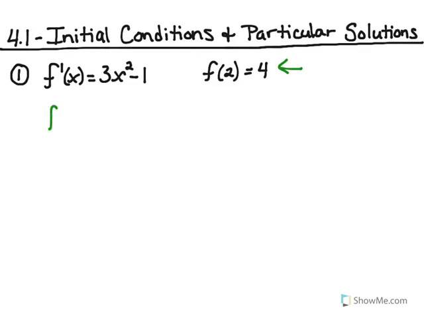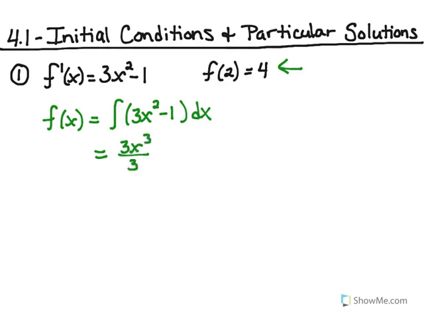So the first thing I need to do is find my general antiderivative. In order to do that, I need to integrate 3x squared minus 1. If I use the power rule for antiderivatives, I'm going to get 3x cubed divided by the new exponent, so that'll end up being just plain old x cubed. And then the antiderivative of a constant is that constant times x. And then I have plus c. So my general antiderivative is x cubed minus x plus c.